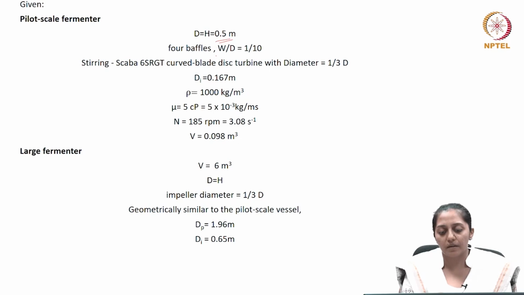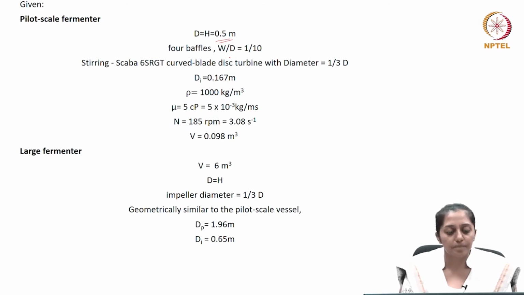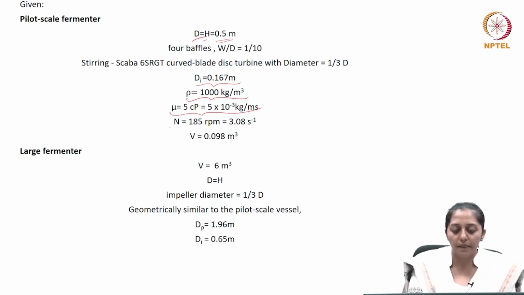4 baffles are there, and the width to diameter ratio of these baffles is 1 by 10. The impeller has a diameter of 1/3 of the tank diameter. So, impeller diameter can be calculated as 0.5 divided by 3, which is 0.167. Density is given, viscosity is also given, and the optimum impeller speed has been provided at the pilot scale.